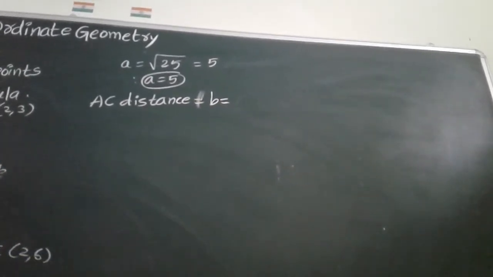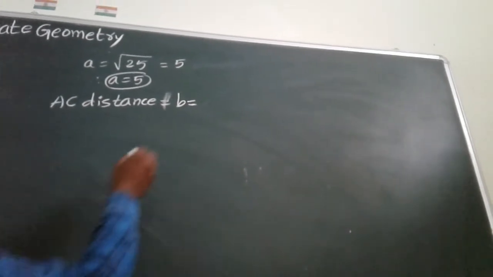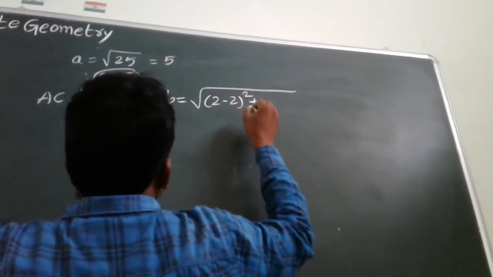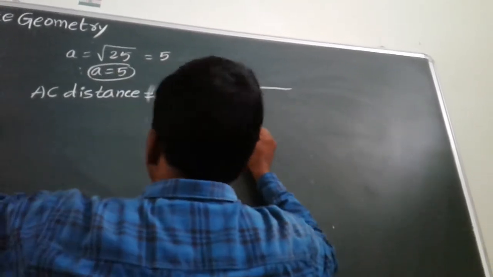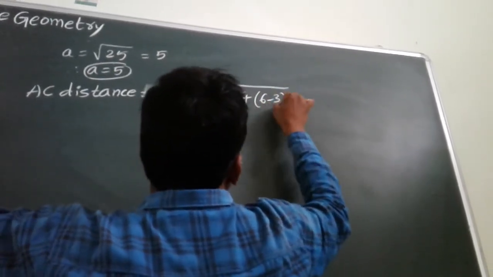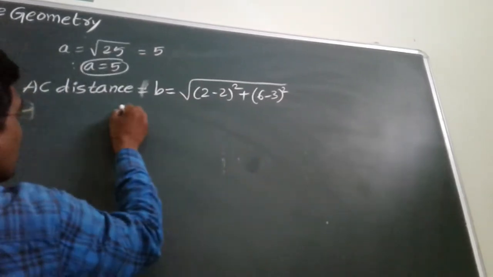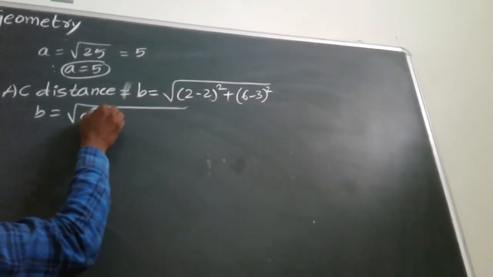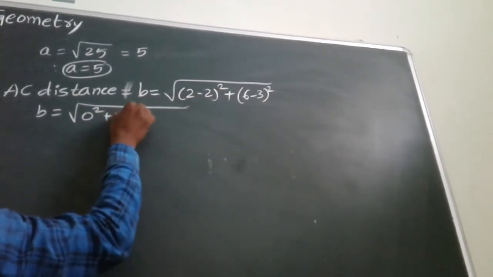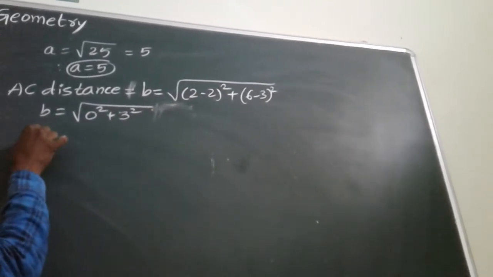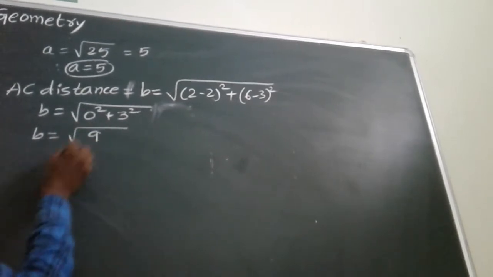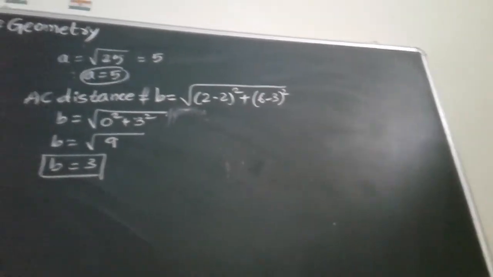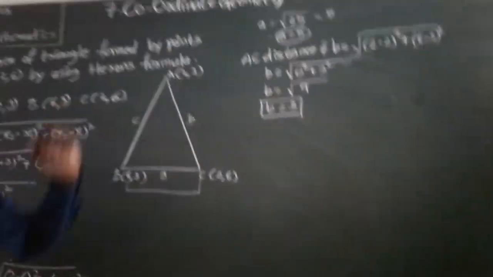So what is the B value? Under root of (x2 minus x1) whole square plus (y2 minus y1) whole square. So B value is equal to under root of (2 minus 2) square plus (6 minus 3) square. Okay, so B is equal to under root of 9. So B is equal to 3 units. Now we got the values of A, B and C.